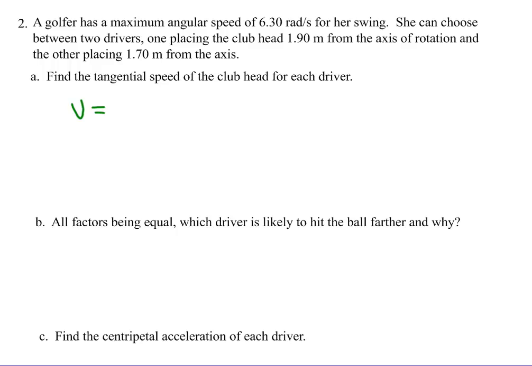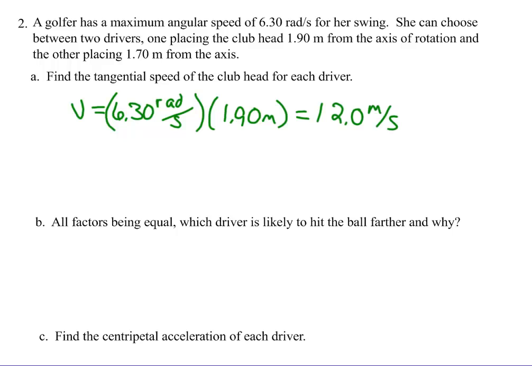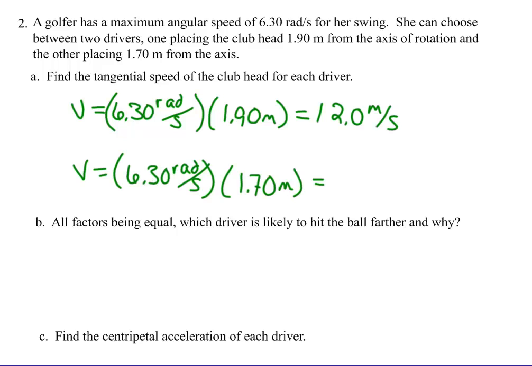So velocity in this case is going to be my tangential speed, 6.3 radians per second, times the radius. So for the first club it's 1.9 meters. So the velocity of the club head is 12 meters per second for the first one. We'll do the same thing for the second one. So we have the longer club having a velocity at the head of 12 meters per second. We have the shorter one being 10.7 meters per second.